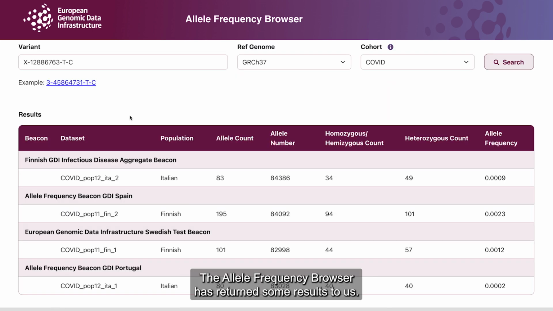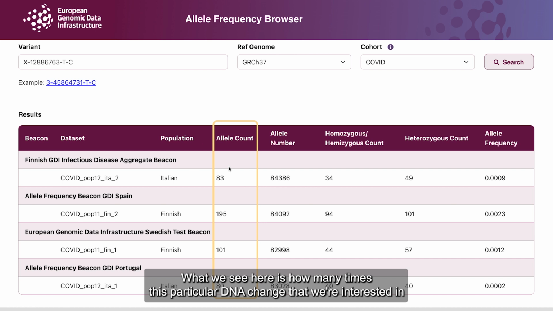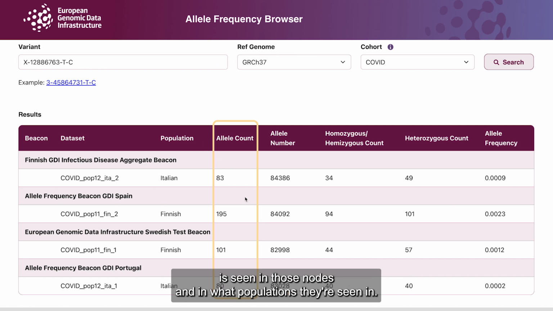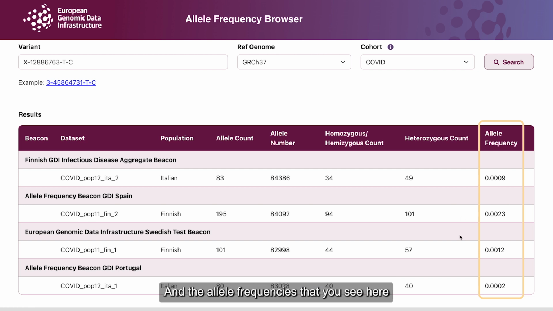The Allele frequency browser has returned some results to us. We can see responses from the Finnish, Spanish, Swedish, and Portuguese GDI nodes. What we see here is how many times this particular DNA change that we're interested in is seen in those nodes and in what populations they're seen in. We can also understand how commonly they are seen in those nodes. And the allele frequencies that you see here are indicative that this DNA change is quite rare.